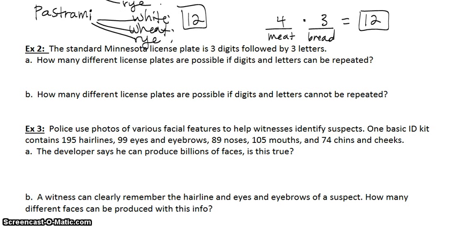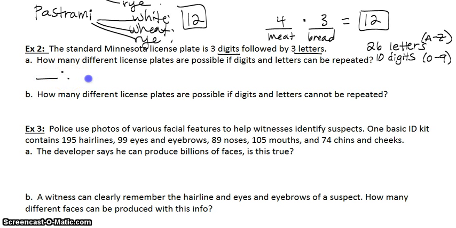So now I have a standard Minnesota license plate. It's 3 digits followed by 3 letters. My question is, how many different license plates are possible if digits and letters can be repeated? And just so you know, in case you forgot, there are 26 letters in the alphabet from A to Z. And we consider it 10 digits because you may have been thinking 9, because 1, 2, 3, 4, 5, 6, 7, 8, 9. We include 0. So if you include 0, there's 10 digits.